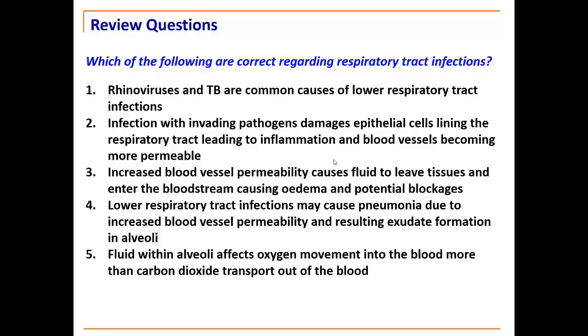Number 4, lower respiratory tract infections may cause pneumonia due to increased blood vessel permeability and resulting exudate formation in alveoli. That's correct. And number 5, fluid within alveoli affects oxygen movement into the blood more than carbon dioxide out of the blood. That is also correct. That's because carbon dioxide is more soluble in liquid and therefore passes through the fluid better than oxygen. So in individuals with inflammation or fluid in the alveoli, oxygen deficiency is more significant than carbon dioxide accumulation within the blood.